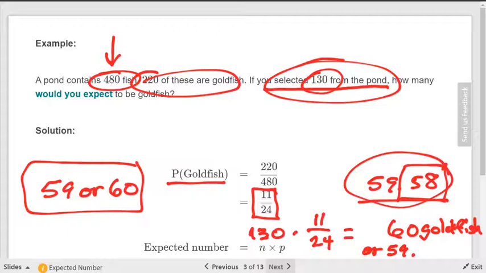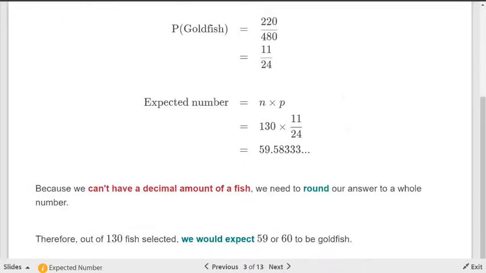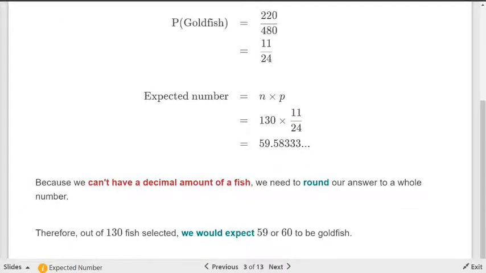Excellent question. Where it's going. So you'll see when they give their answer, which is why I was hiding it, you would expect 59 or 60 goldfish. Good job. That's where I was going. Okay. All right. So you can either round down or round up when it's objects like this, when you're doing the expectation. It's not going to make any difference to your answer.